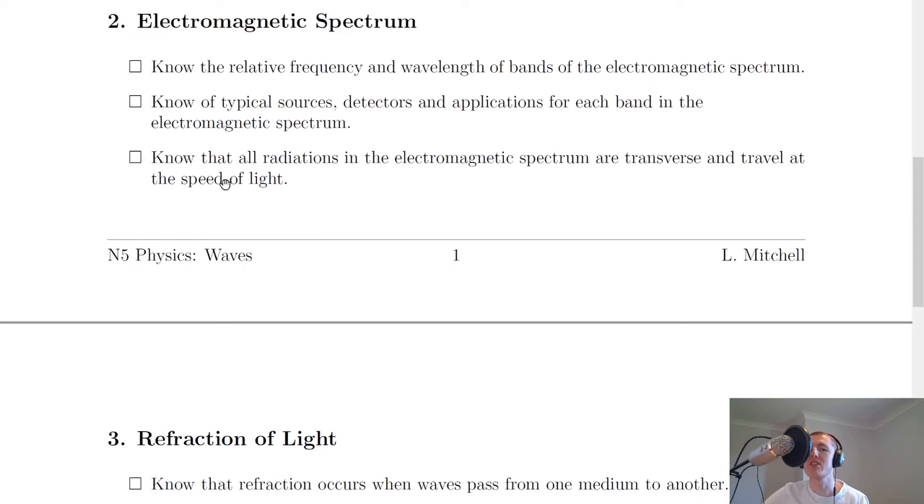And lastly, for section two, it says to know that all radiations in the electromagnetic spectrum are transverse and travel at the speed of light, 3 × 10^8 meters per second. So remember that if you see calculation questions talking about electromagnetic radiation, then you should straight away be thinking that the speed of the electromagnetic waves in that question is going to be the speed of light, 3 × 10^8 meters per second, and they won't always give you that number.